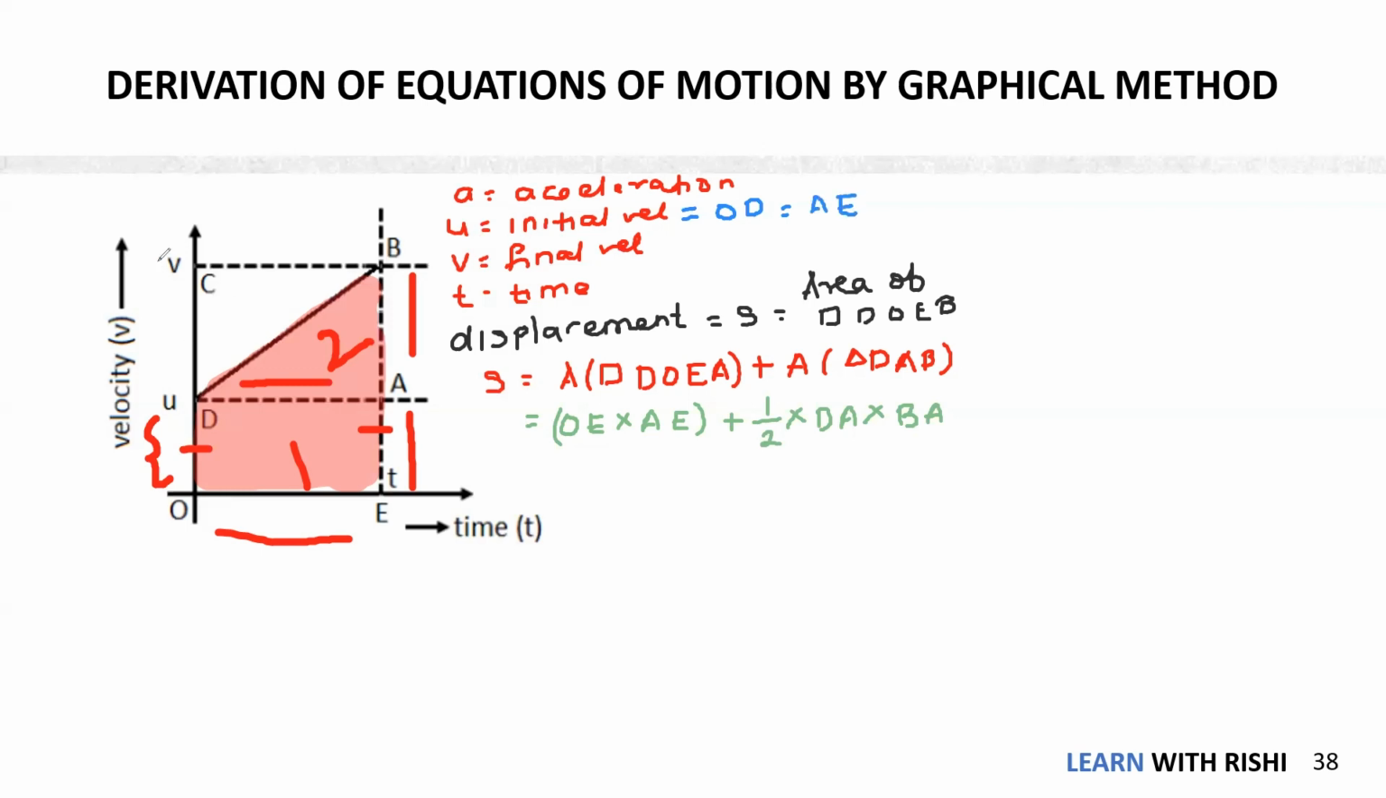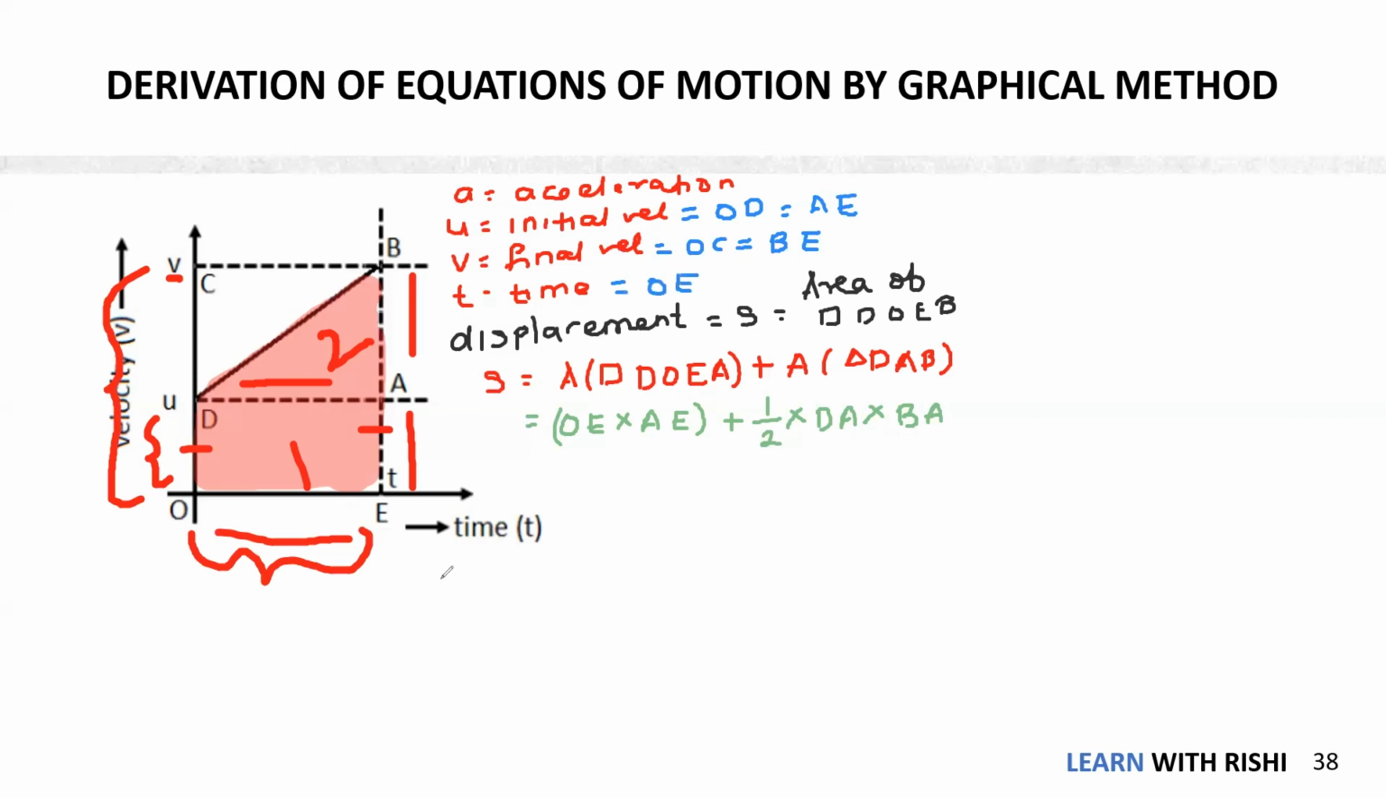Similarly, from the graph, we can say that this distance OC is equal to v. So OC is equal to v and also BE is equal to v. So I can write final velocity is equal to OC, which is equal to BE. And time is nothing but distance OE. So I can write time is equal to OE.